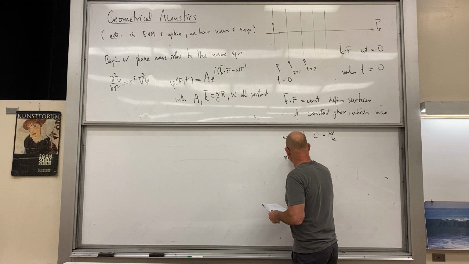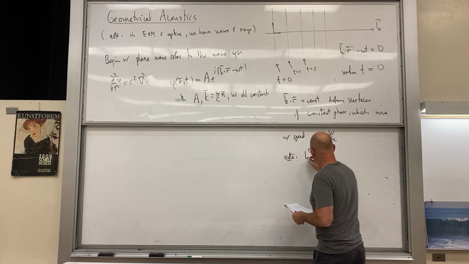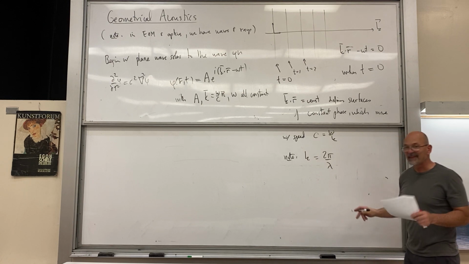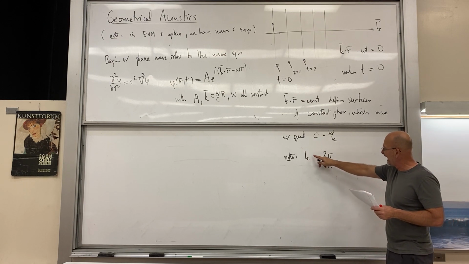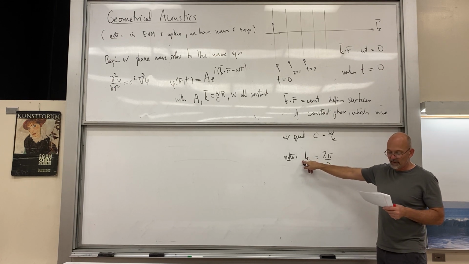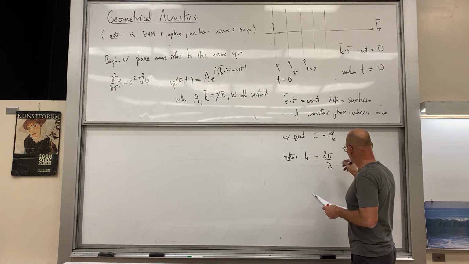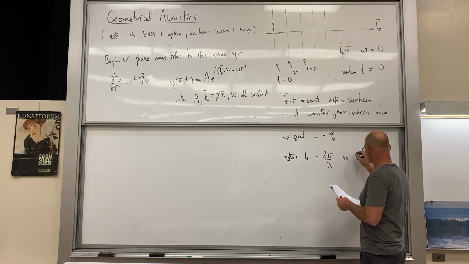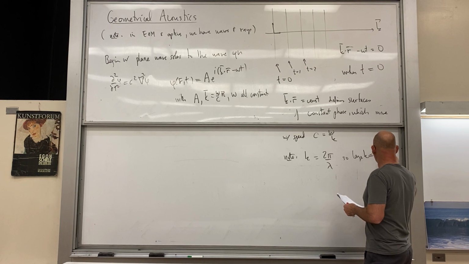Also an important note, k equals 2 pi over lambda. So you've got that inverse relation between k and lambda. Small wavelengths, large wave number. Okay, and vice versa. So large k corresponds to small lambda.